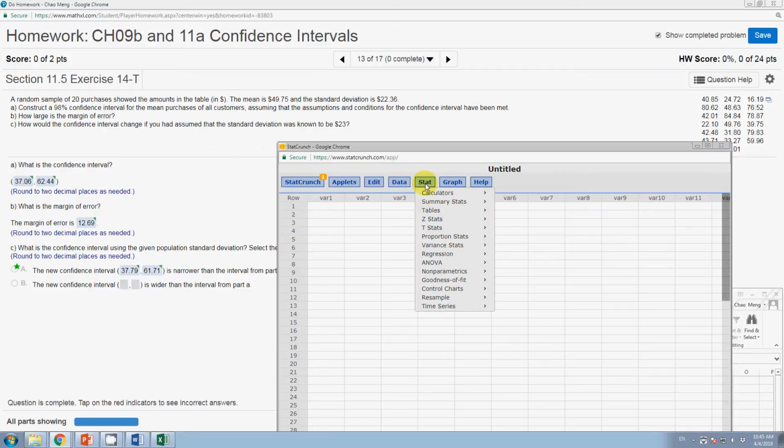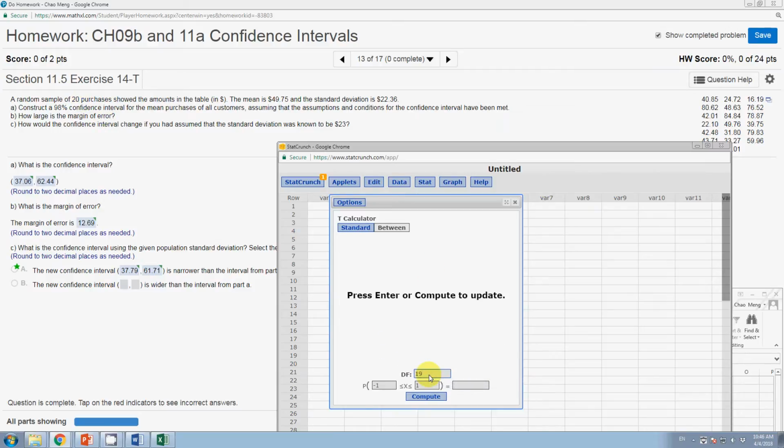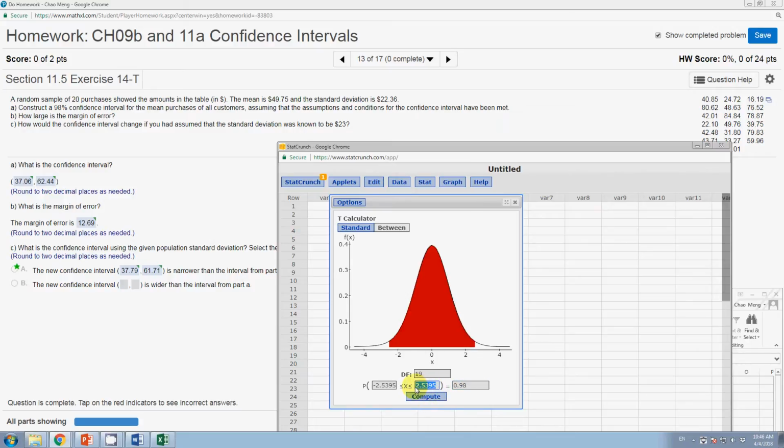So let's use the stat calculators. Where's t? Okay, here's the t. Let's go to Between. The degrees of freedom is equal to the sample size minus 1. The sample size is 20, so the degrees of freedom is going to be 19. The confidence level, we need to put it as a probability, so that's 0.98. We put the number there. So click compute. Then this positive value is the critical value.